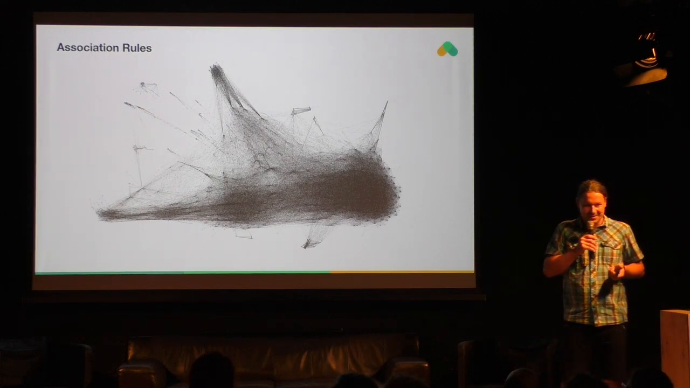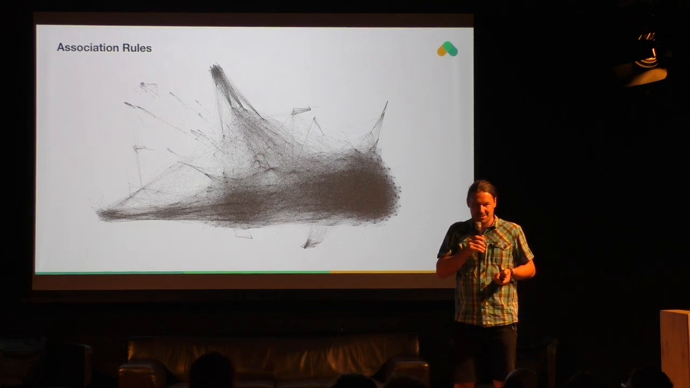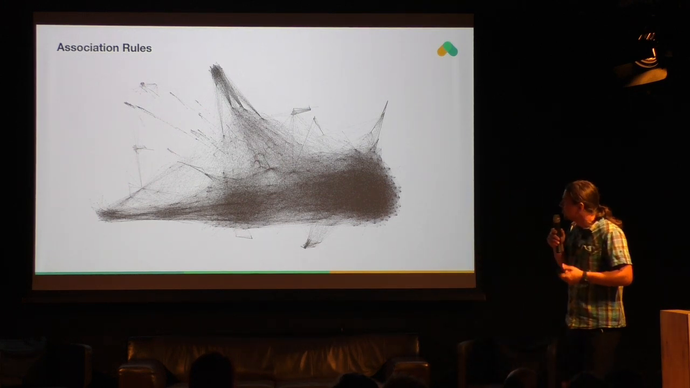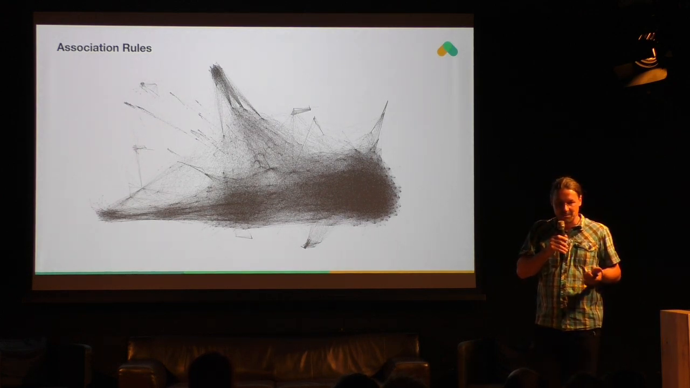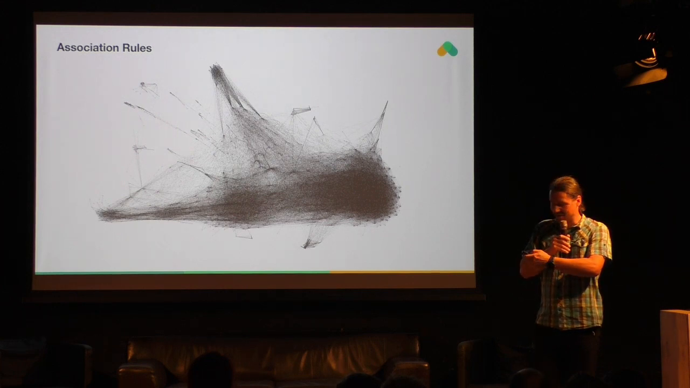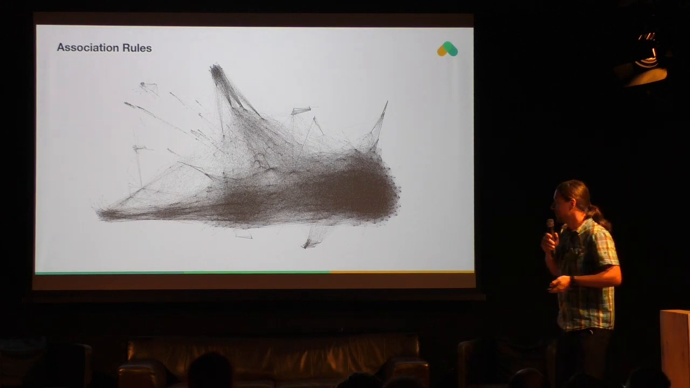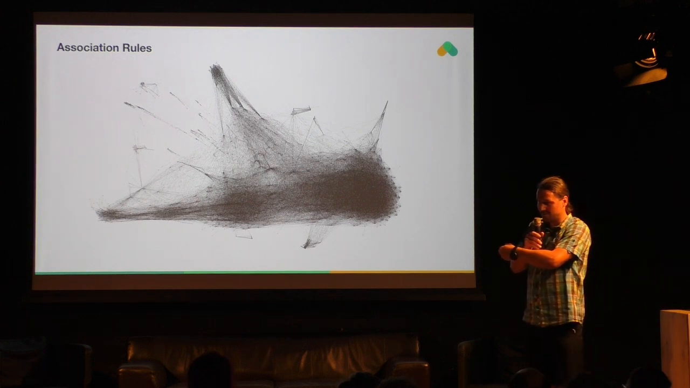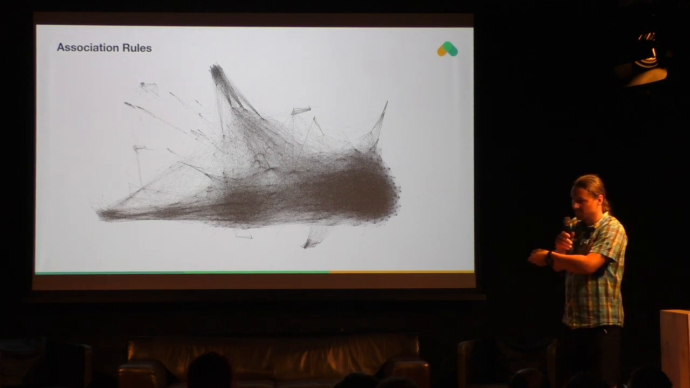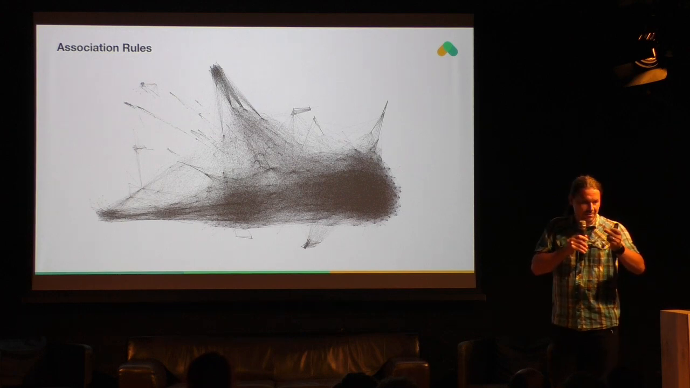Another approach is based on association rules. This is something that is not popular, because not many researchers are able to scale up the association rule algorithms to large data. So these are the rules which were extracted from some movie database. Each dot here is a movie, and each edge is like a frequent interaction.